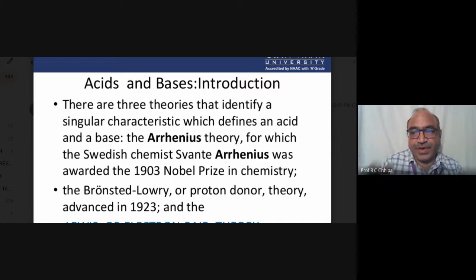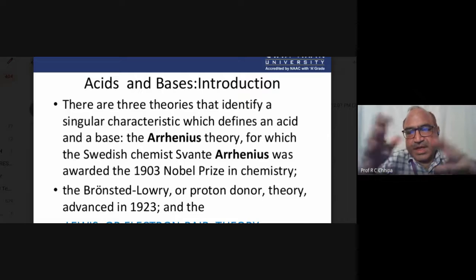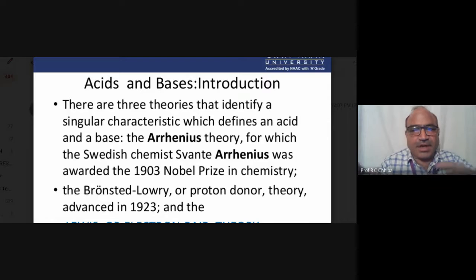One is the acid and how they react with each other. Whenever an acid reacts with a base, chemical equilibrium is attained, and then the conjugate acids and bases are formed. So that is the Bronsted-Lowry concept, the proton donor theory. What is the meaning of proton donor?